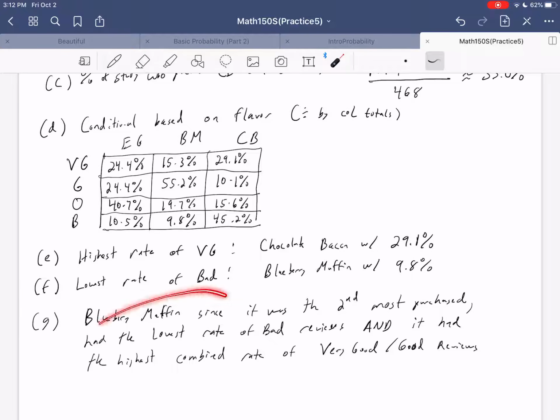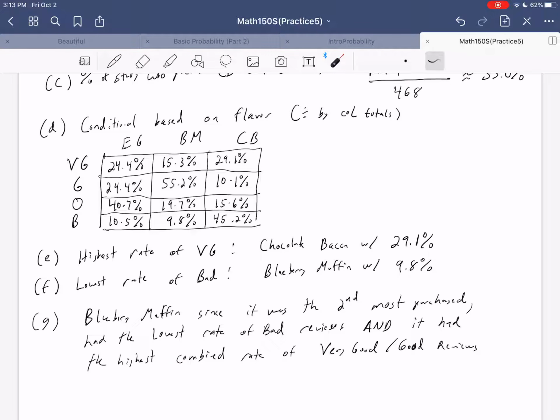So Blueberry Muffin has a lot of strong positives here, and this combined rate of the two positive reviews, very good and good, is really a good indicator. Also keep in mind, it's not just the highest combined rate by a little bit, it's the highest combined rate by a lot. This was 48.8, this one, like we said, is 70.5, and this one is 39.2. This by far and away had the highest combined rate of very good and good.